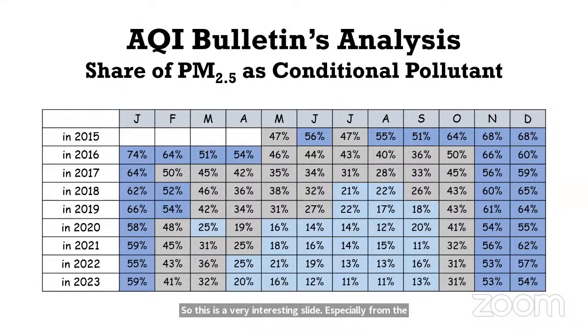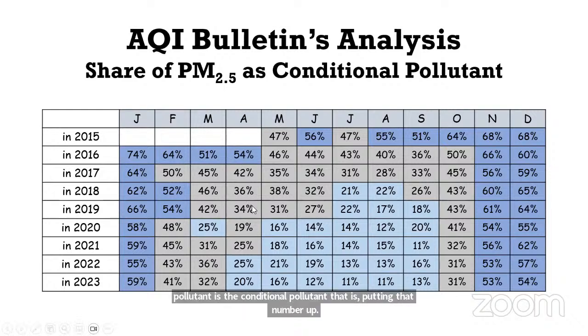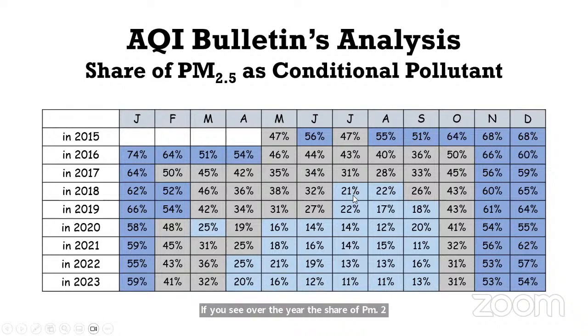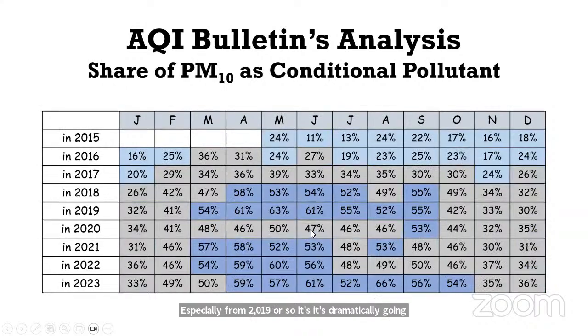In the air quality bulletins, all the bulletins are required to also show why the air quality index is high. Is it because of PM 2.5, PM10, SO2, NO2? Which pollutant is the conditional pollutant that is putting that number up? If you see over the years, the share of PM 2.5 has reduced. It's going down and down, especially from 2019 or so. It's actually going down more and more. And correspondingly, PM10 has increased.